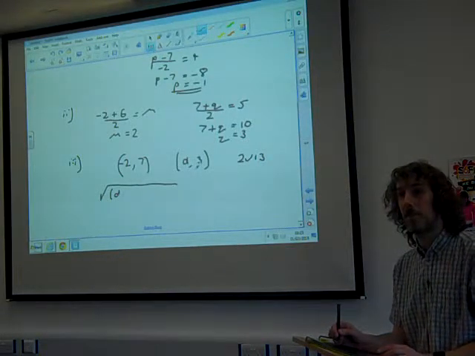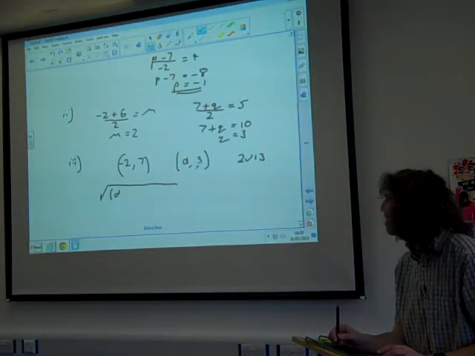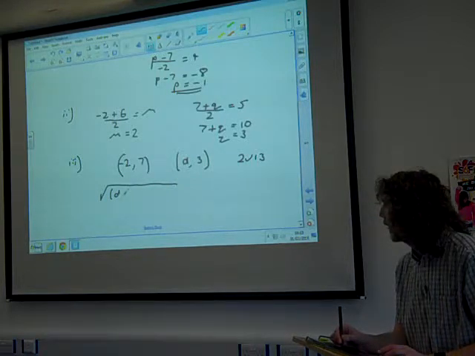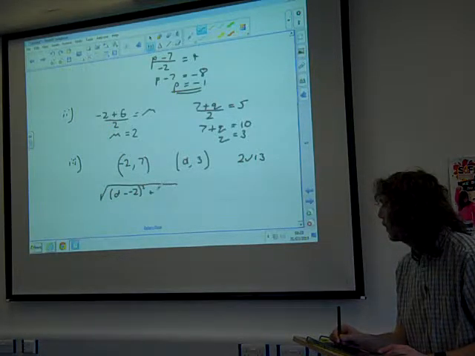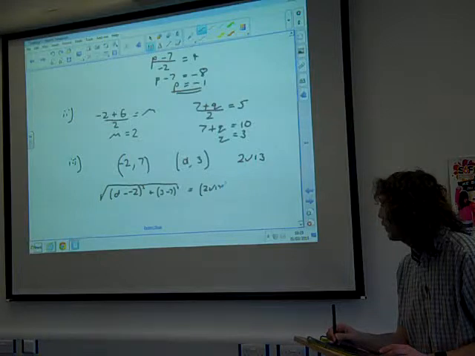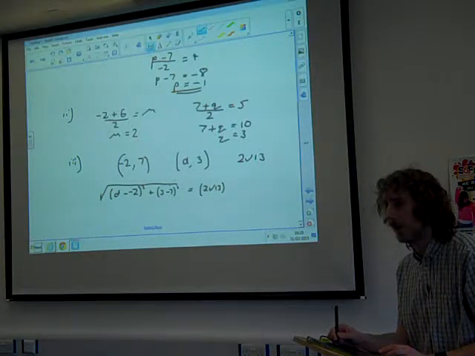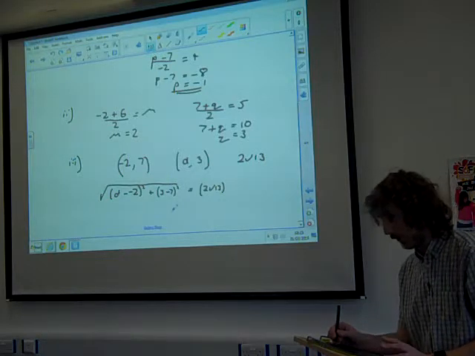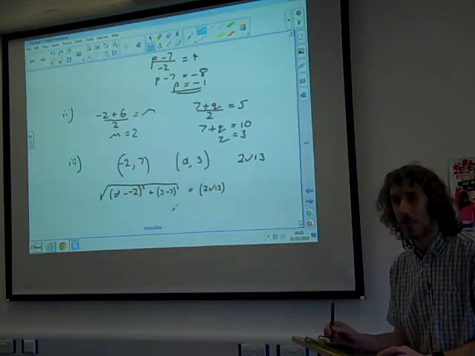Is that right now? Right, so that's going to be d minus 2 squared plus 3 minus 7 squared is equal to 2 root 13. No, it's equal to 2 root 13, not 2 root 13 squared. Sorry. Right, so we're there.